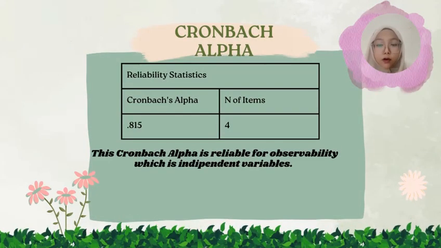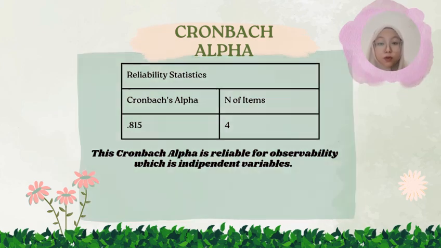First, I will talk about Cronbach's alpha. There are 4 Cronbach's alpha values for the independent variables and 1 for the dependent variable. The Cronbach's alpha value of 0.815 for the observability variable indicates excellent internal consistency, even with only 4 questions. This demonstrates that the questions are highly reliable and closely related, accurately measuring the acceptance of the new learning method in Google Classroom.